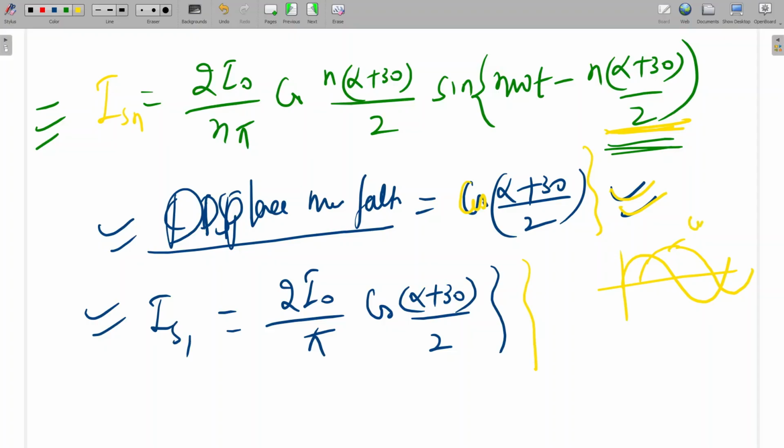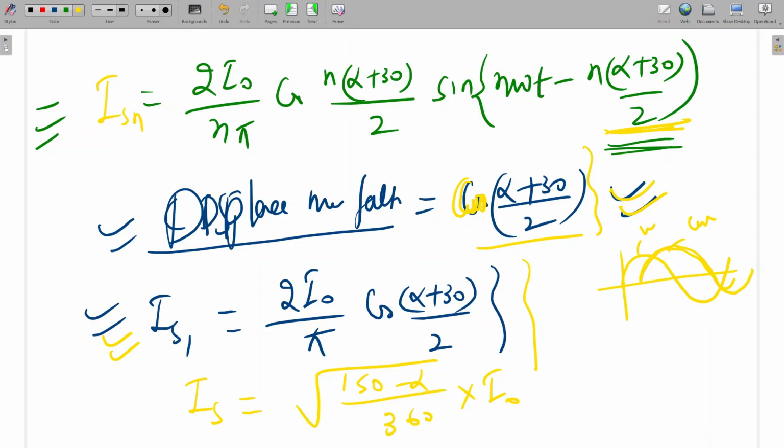This is the current wave. This is the fundamental voltage. So at 50 hertz, the fundamental current will shift by alpha plus 30 by 2. So the displacement factor will be cosine of alpha plus 30 by 2. And the fundamental source current is this one. What is the RMS value of the source current? I_S RMS will be 150 minus alpha by 360 into I naught. Is it clear? So this we know. The fundamental is the amplitude, so the RMS will be divided by root 2: root 2 I naught upon pi cos alpha plus 30 by 2.